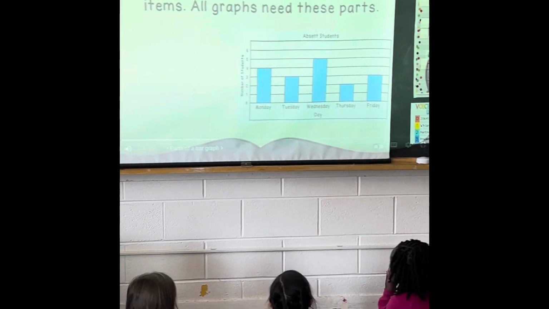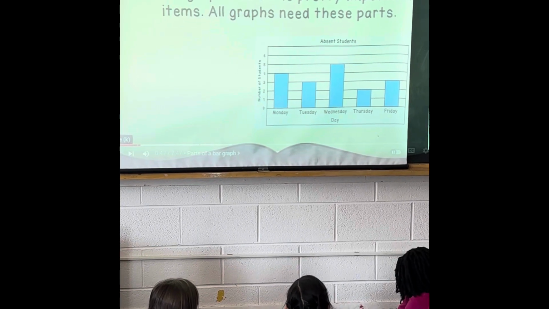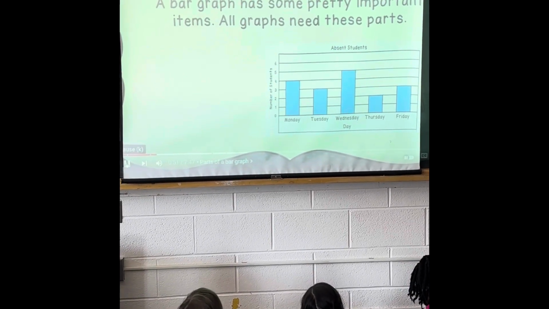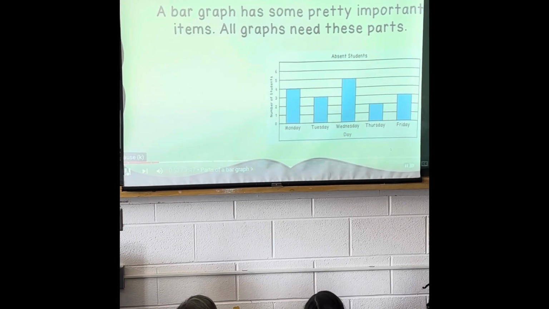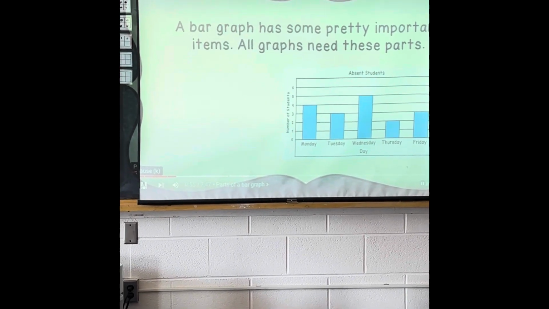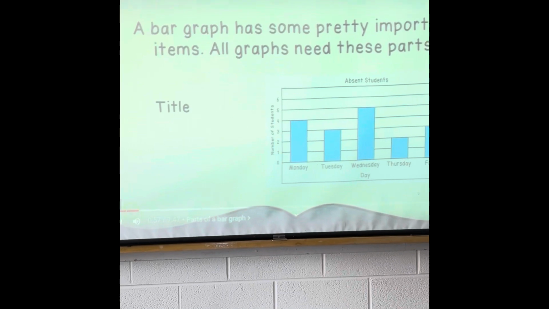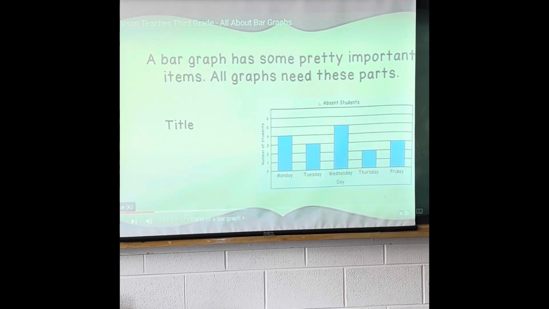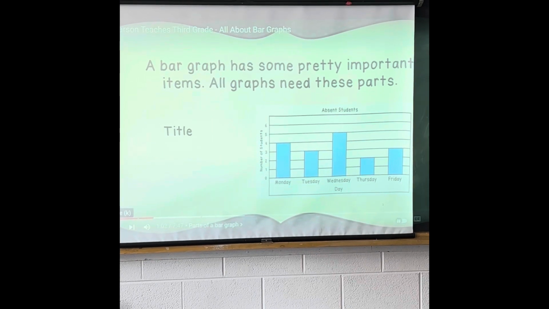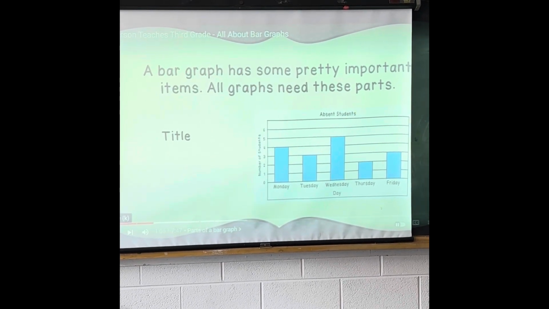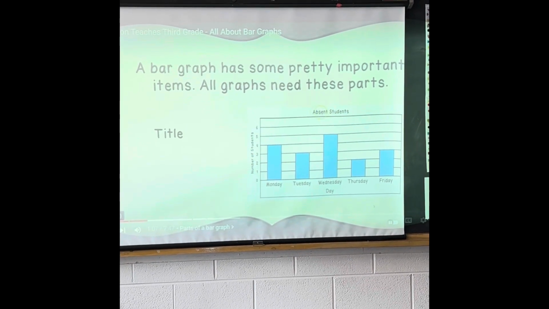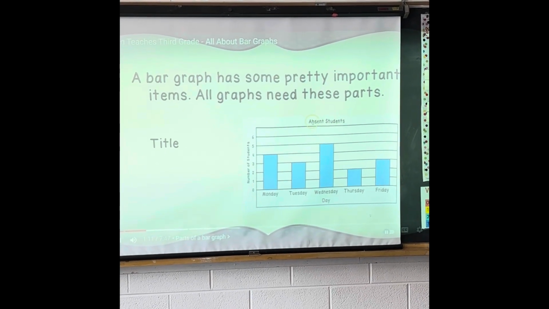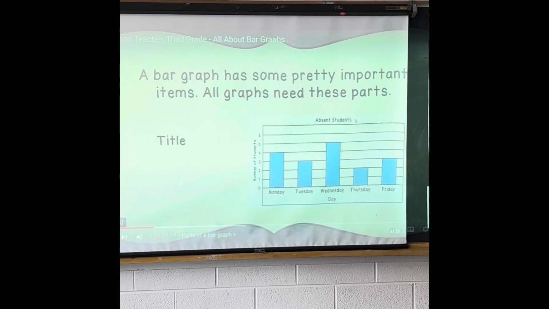Now, a bar graph has some pretty important items, and all bar graphs need to have these parts. So when you're making a bar graph, make sure you include these things. First off, you need to have a title. When people look at your graph, they need to know what information you are trying to give them. In this particular case, we're talking about absent students. So that's the title right here. This title is called absent students.